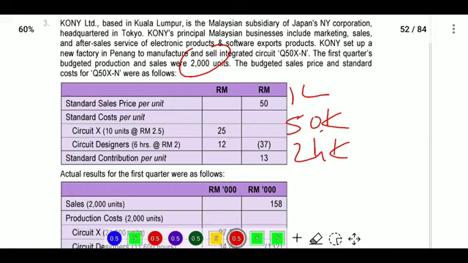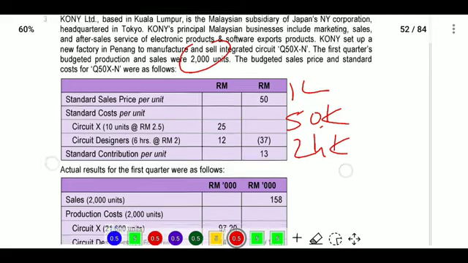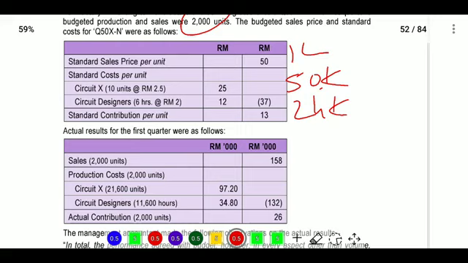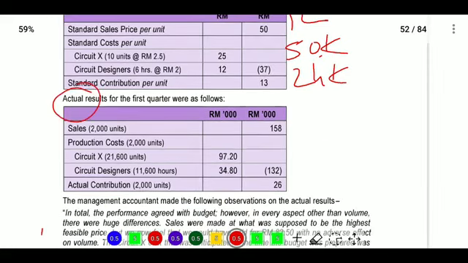Now we will get the sales. We got the circuit X and circuit designer 24k. Next we will get the standard contribution, which will be 13 rupees per unit. Okay, contribution will be 13 rupees, no problem. Next, what do they provide? That is the actual they provide.